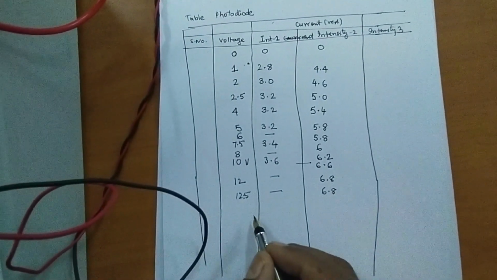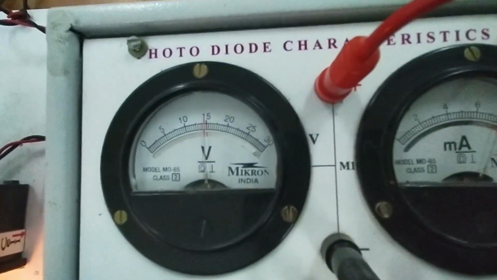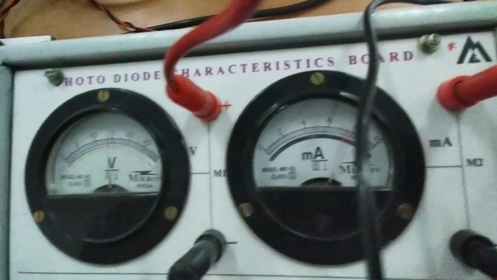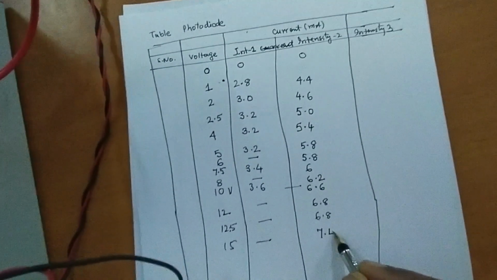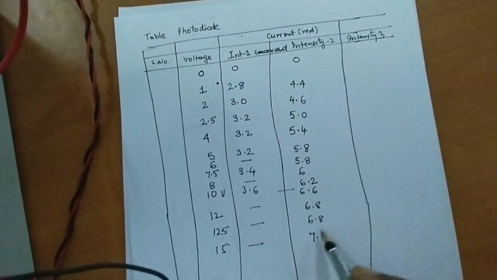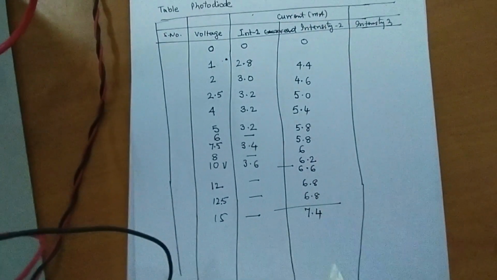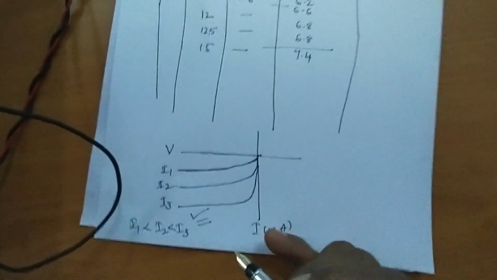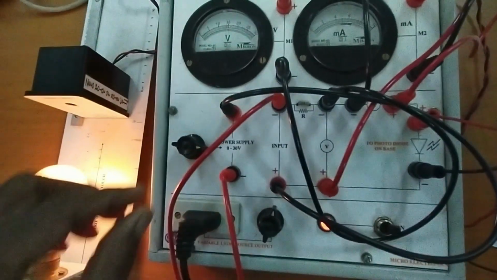I go for, suppose, 15. I am going to 15, and the current is around 7.4. But you can stop here because almost we have achieved a linear portion here, something like this. Now I will do this experiment for the third intensity.